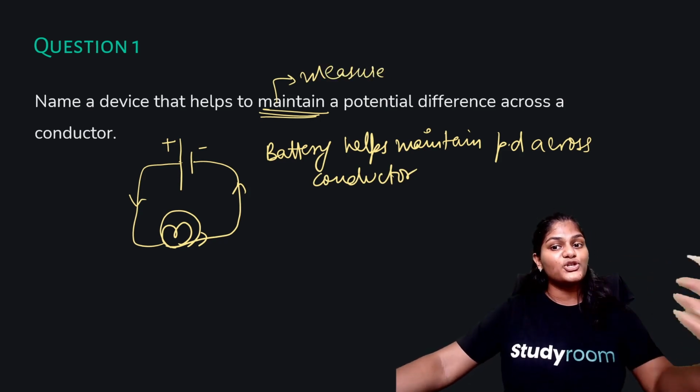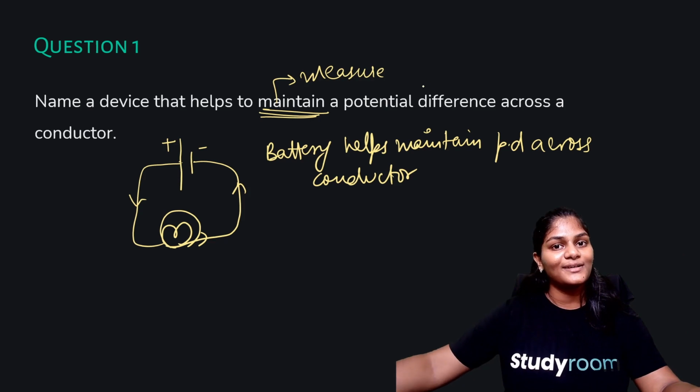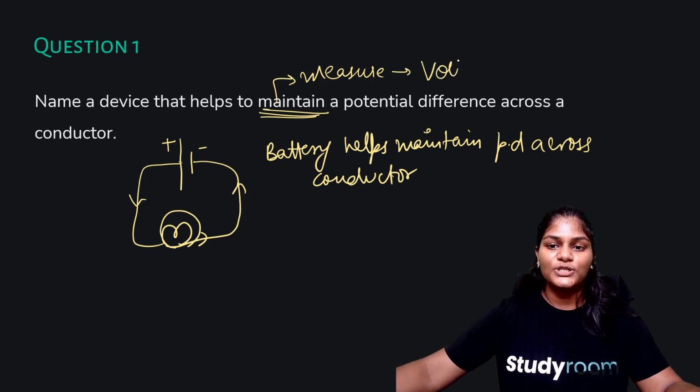Okay, now if instead of maintain it had said measure, what would the answer be then? What helps measure the potential difference across a conductor? That's nothing but a voltmeter, right?